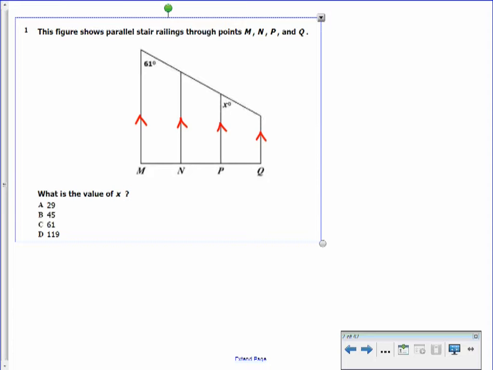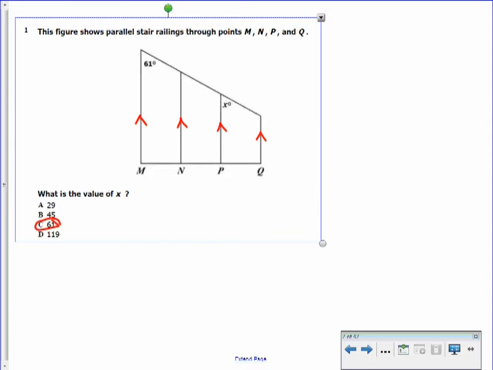They gave us the 61 up here at the top. Do we have a relationship between the 61 and the X? Yes, and what is their relationship called? Corresponding. And what is true of corresponding angles? They are congruent. So our X here should be equal to 61.